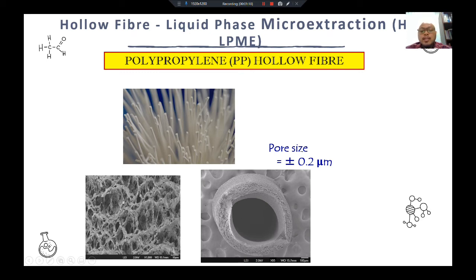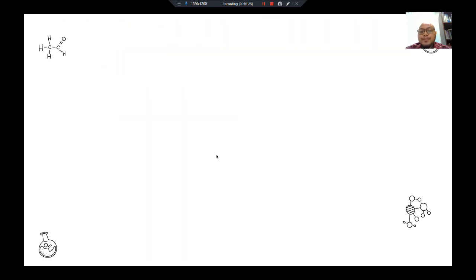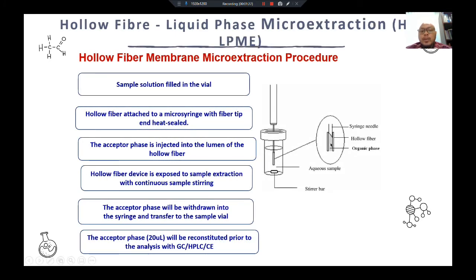So kalau tengok sini adalah wall of the fiber, so it just very small in size, so it just small enough to stop the sample interference outside of the membrane, ataupun dia bertindak sebagai filter untuk remove all the impurities. Okay, so here is how it works for the hollow fiber membrane extraction.